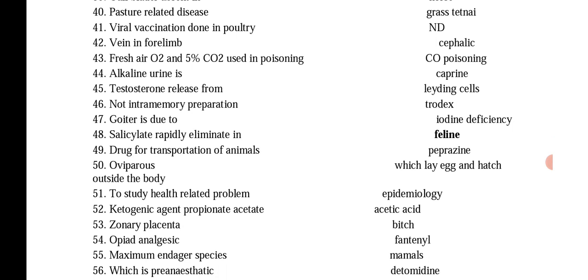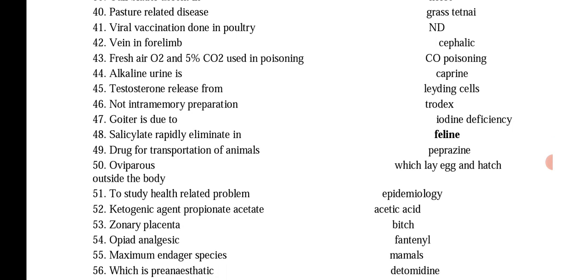The ketogenic agent is propionate, and acetate is acetic acid. Zonary placenta is in felines, and cotyledonary placenta is in cattle and buffaloes. The opioid analgesic is fentanyl.